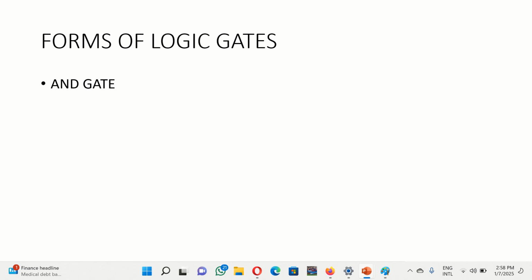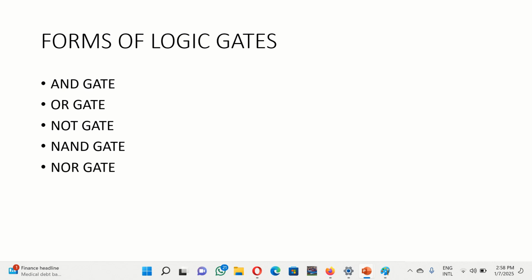So we have the AND gate, the OR gate, the NOT gate, the NAND gate, and then the NOR gate. There are others that we will come up with in the next video. We also have the XOR gate and all that, but we will come back to it some other time. Now we have the first one being the AND gate here.